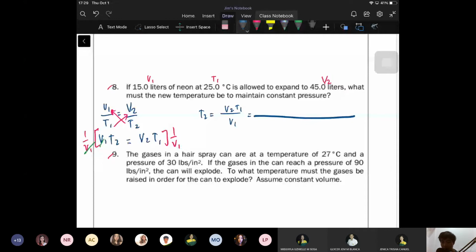Volume 2, that's 45 liters. Temperature 1, again, when we use temperatures, it must be in Kelvin units. No? Kailangan naka-Kelvin yan, hindi Celsius. So how do we convert Celsius to Kelvin? Just add 273.15. No? So mag-add lang tayo ng 273.15 dyan. That will be 298.15 Kelvin. Okay? So ganun lang.